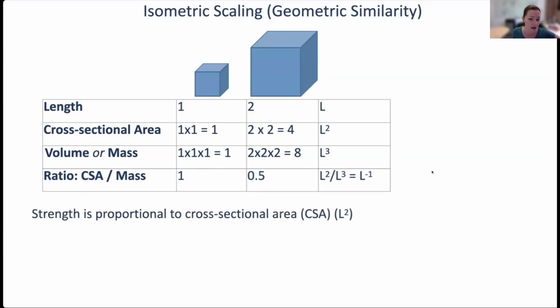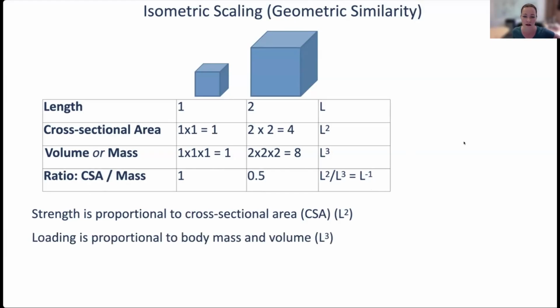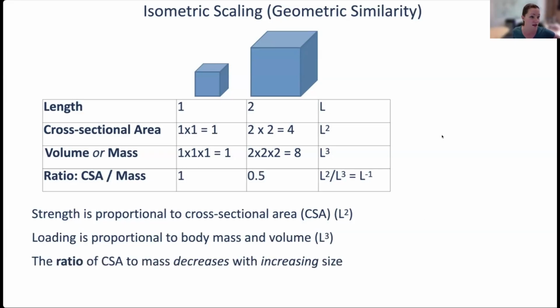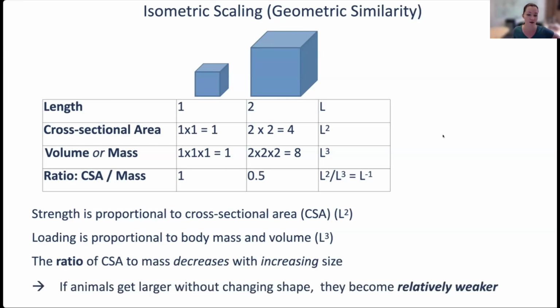Why is this a problem? Well, strength in musculoskeletal tissues is proportional to the cross-sectional area, which scales with length squared. Loading is proportional to body mass, which scales as length cubed. And so the ratio decreases with increasing size, meaning that if animals get larger without changing shape, they become relatively weaker. So as animals get larger, they will be placing relatively higher stresses on their tissues unless they do something to change their shape to compensate for this.